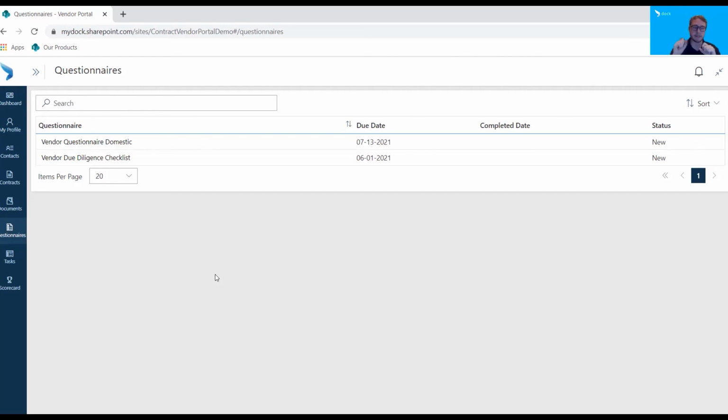And again, they only have access to their end. So they can only see what you allow them to see, and they don't have access to information from any other company. So with that said, that's just a brief overview of our contract and vendor management system.